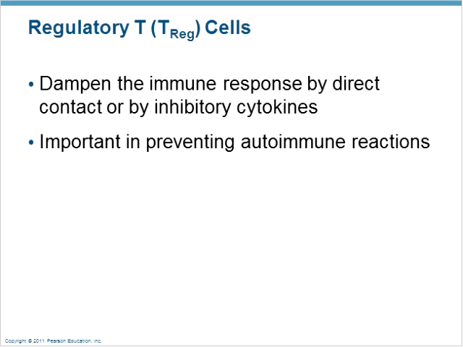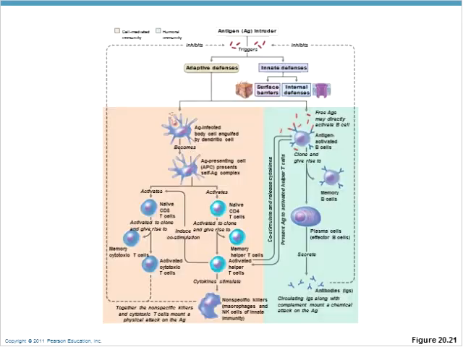Regulatory T cells dampen the immune response by direct contact or by inhibitory cytokines. They're important in preventing autoimmune diseases. That means diseases where we start to destroy our cells, where we create antibodies or start attacking our own tissue, our own self-tissue. And this slide goes through those 2 processes. I'm not going to go through it in this lecture, but that's in your book, and you can take a look at that.